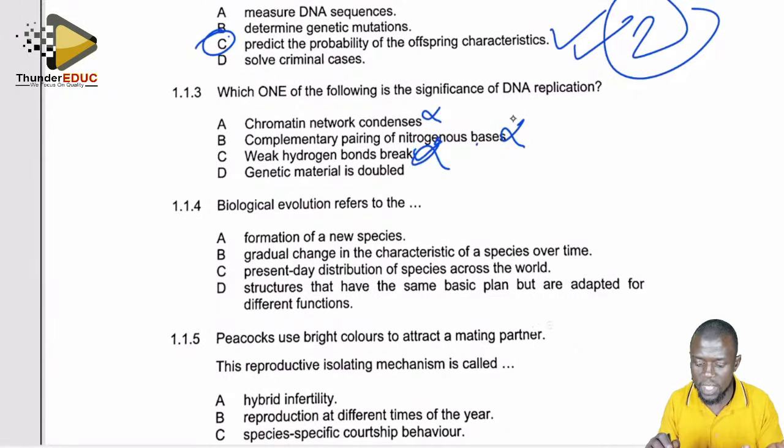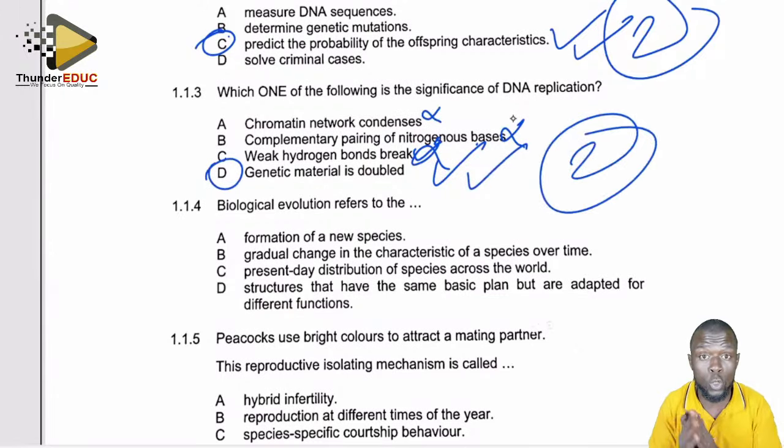The most correct answer is the only option which is remaining, and they're saying that the genetic material is doubled. You double the genetic material so that when the cell divides, each cell must have an equal amount of the genetic material. So that's the function of the DNA replication, so that it can bring about the multiplication of this DNA, so that during the division of the cell, the genetic material can be equal in each cell. So the answer becomes D. So D becomes the most correct answer, and then you get those 2 marks.